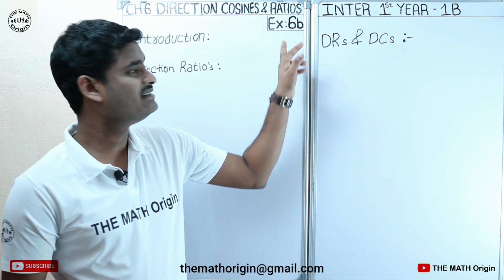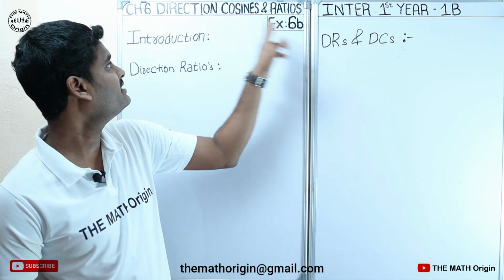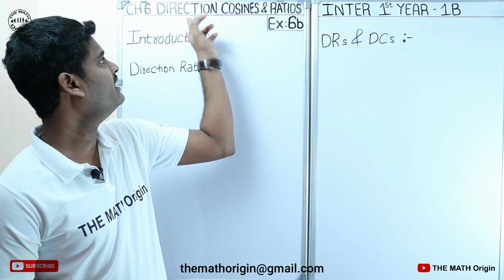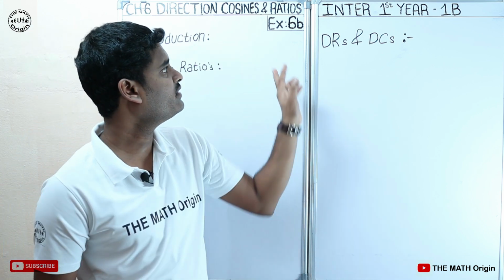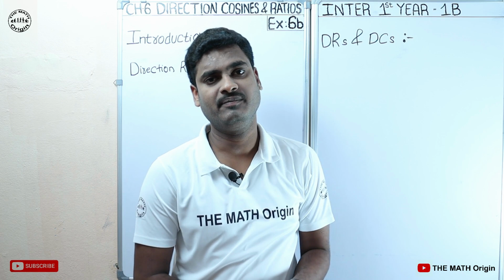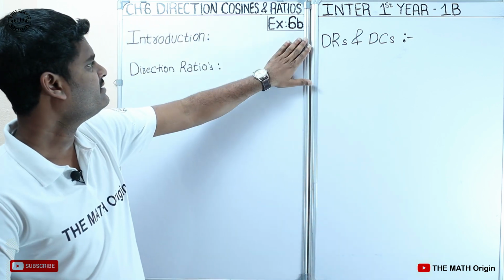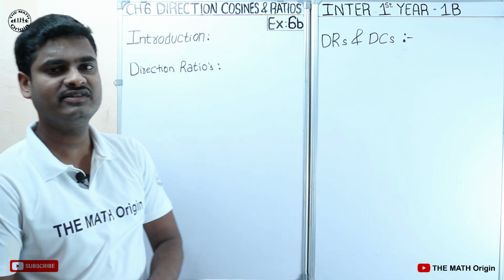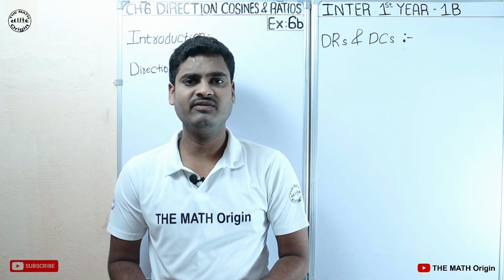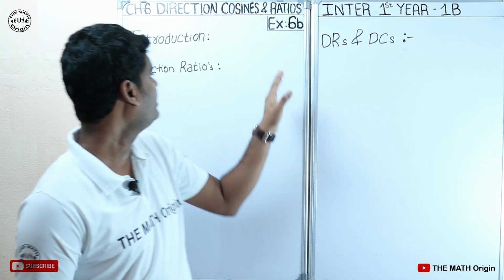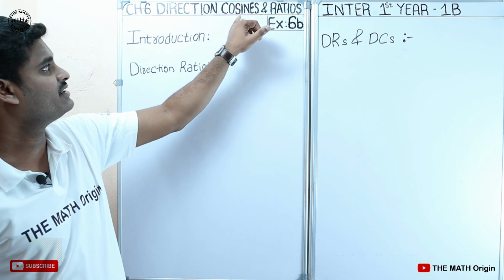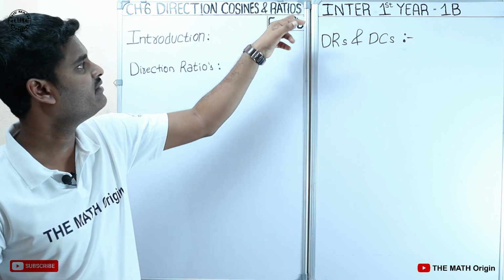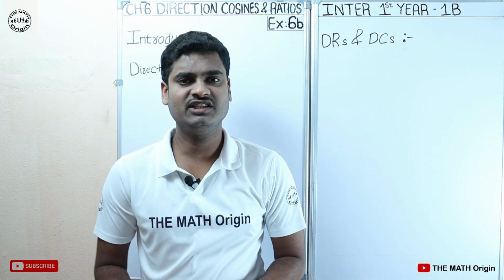Today we are going to discuss 6b, the second exercise from chapter 6, direction cosines and ratios, of Intermediate first year 1b. Before going to 6b, in our 6a chapter we discussed more about direction cosines in our first exercise. Now we are going to discuss direction ratios.